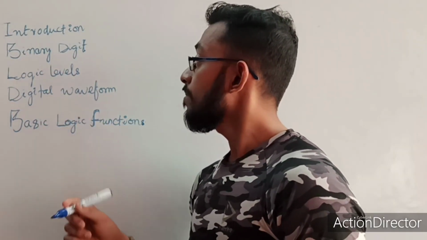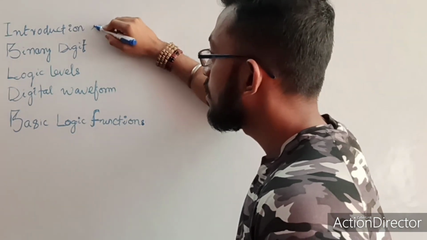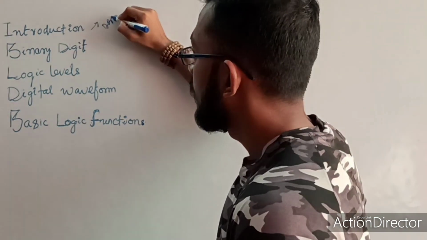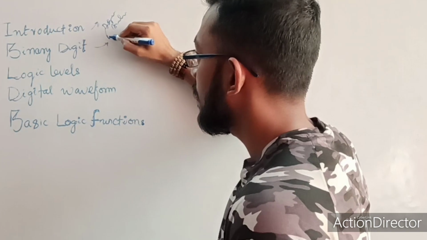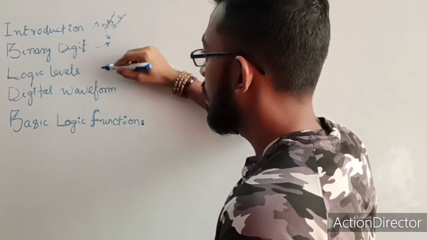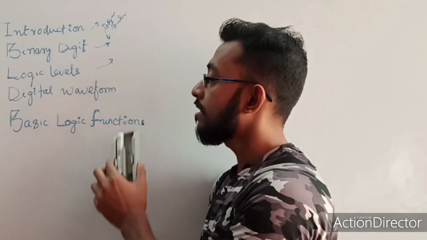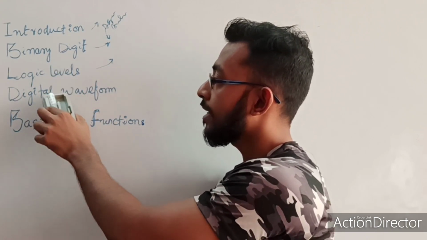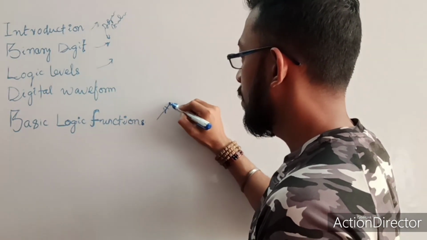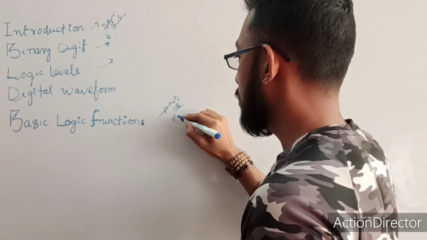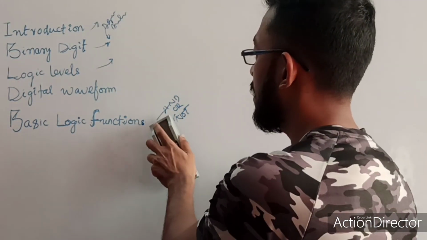These are the topics that we are going to deal with in this digital electronic principle. The first one is introduction. In the introduction we will see an overview of what is a digital signal and what is an analog signal. Then the binary digit, how digital signals are represented in terms of digits. Then the logic levels that are present to represent a signal. Then digital waveform: how these logic levels can be used to make a waveform. And last, we'll see some basic logic functions like AND, OR, NOT, which we are going to use to make a digital circuit. So let's start and see what is there in the introduction.